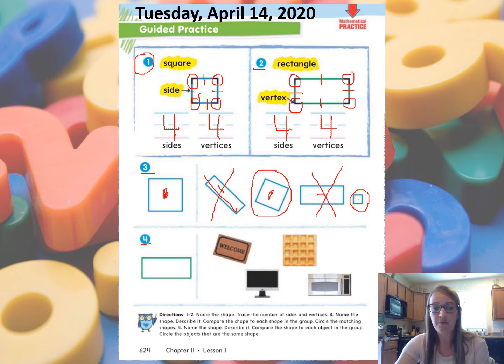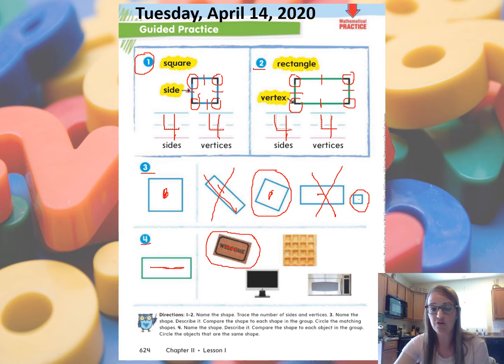We're going to go down to number 4. Number 4, kindergartners, this is the shape of a, good job, rectangle. A rectangle has 4 sides, 2 that are short and 2 that are long, and 4 vertices. Let's look at the shapes and the objects. This first thing here, the welcome mat. Is this the shape of a rectangle? Yes. 4 sides, 4 vertices, but 2 of those sides are short and 2 of the sides are long.